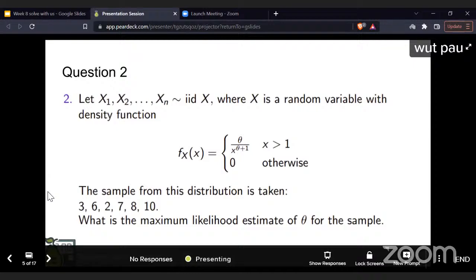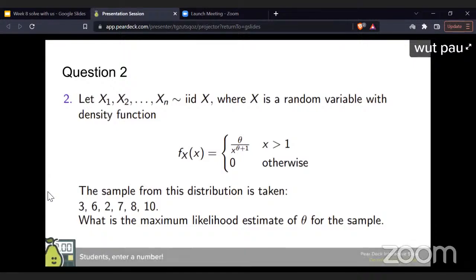So, in the second problem, we have let x1, x2, xn be IID X, where X is a random variable with density function given to you, and it is defined as theta upon x to the power theta plus 1 for x greater than 1. Otherwise, it takes the value 0. Now, from this distribution, you are taking one sample, that is 3, 6, 2, 7, 8, 10. So what is the maximum likelihood estimate of theta for the sample?